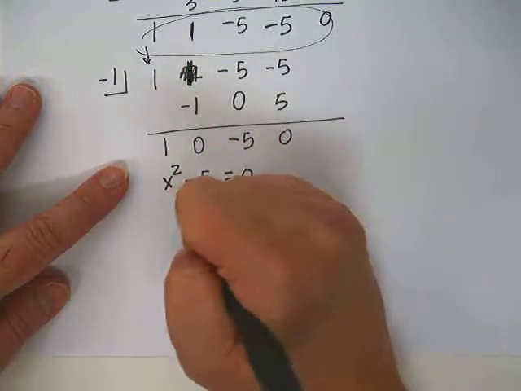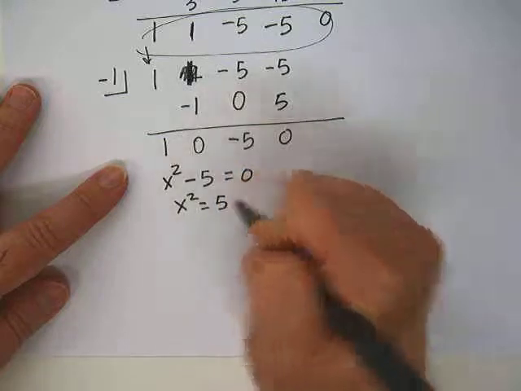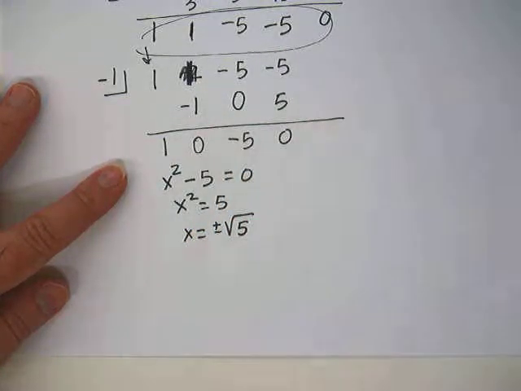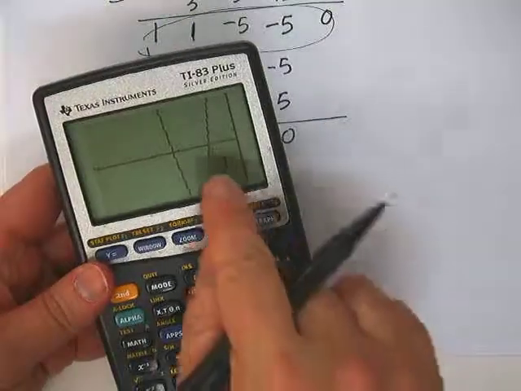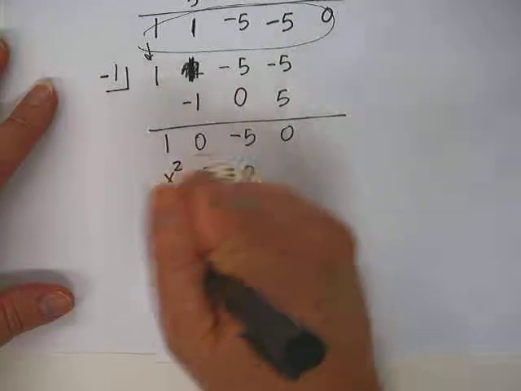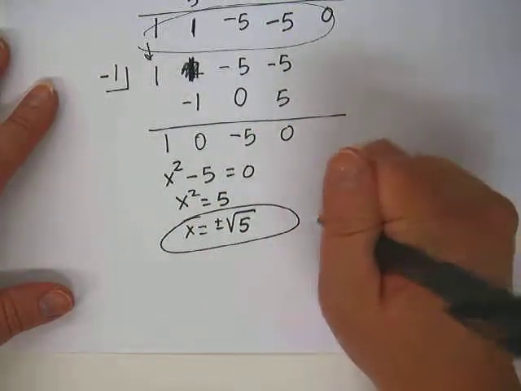Alright, now we take what's left, which is an x squared minus 5. Set that equal to 0, so that x squared equals 5. So x equals plus or minus the square root of 5, which explains why on our graph we have kind of a weird answer right there. It must be the square root of 5.